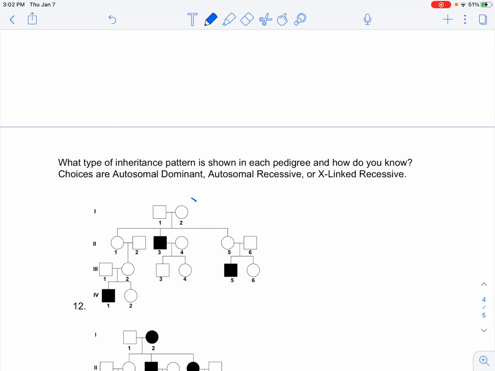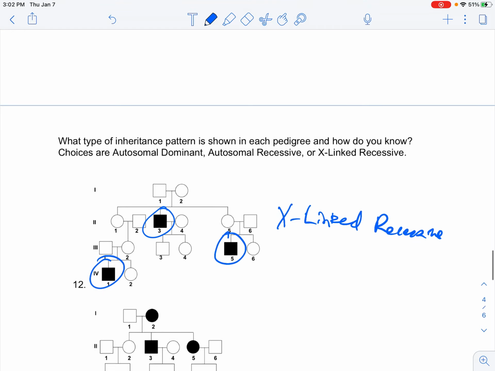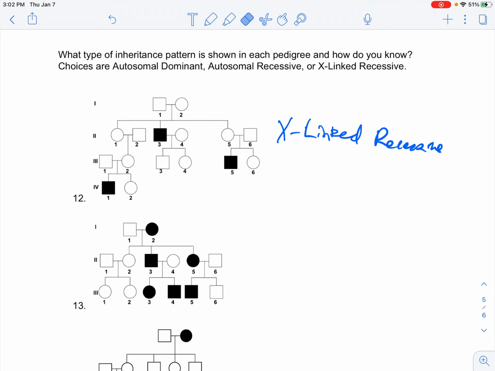Okay, so let's take those clues and consider the first pedigree. I notice 2 things right off the bat. I notice that it skips a generation. The trait is not shown in the parent generation or grandparent generation, whatever you're going to call that one. And looking at it, I've got 3 individuals affected and they all happen to be male. So this is most likely X-linked recessive. Most likely.